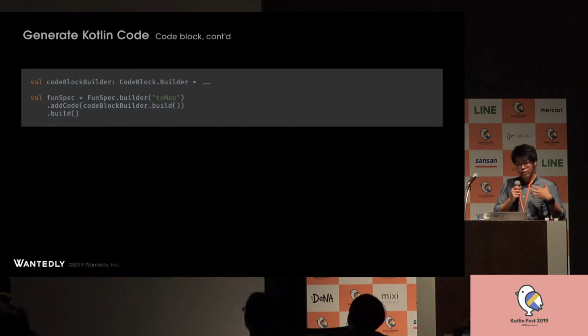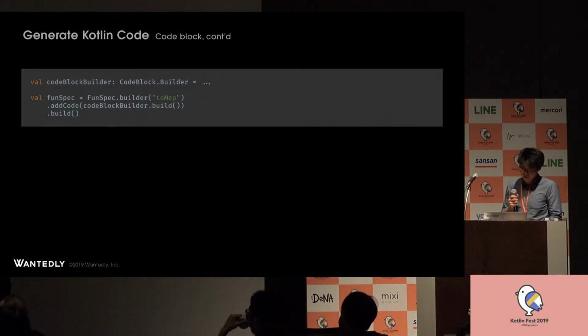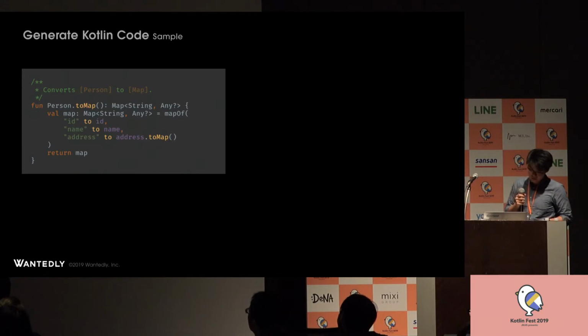Then we will add the completed code block to a FunSpec of a toMap function. FunSpec is a class that we will use to specify the generated function. So let's go back and see the extension function that we want to generate. The inner body of the function is complete, and we will move to the next layer of our code.